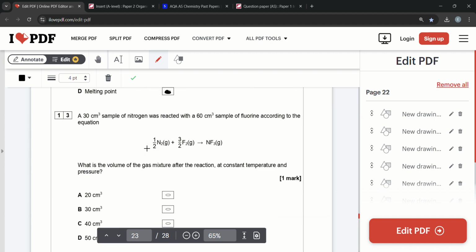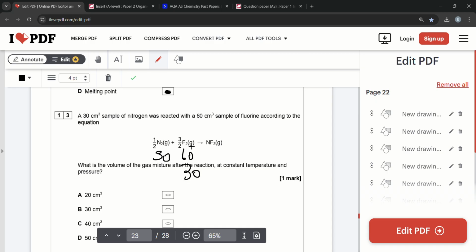30 centimeters cubed of nitrogen was reacted with 60 centimeters cubed of fluorine. So 60 centimeters cubed of fluorine, 30 centimeters cubed of nitrogen. So in reality, a half times by 3, which is 3 over 2, 30 times by 3 would give me 90. So this tells me that nitrogen is in excess. So if we do 60 minus 30, that will give me 30.